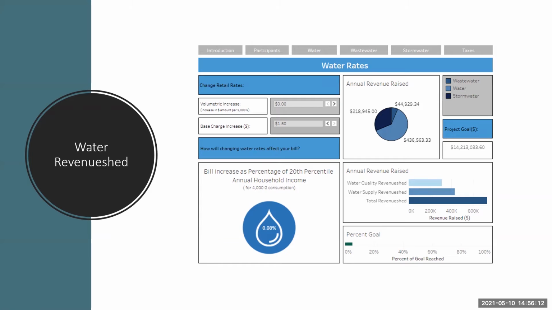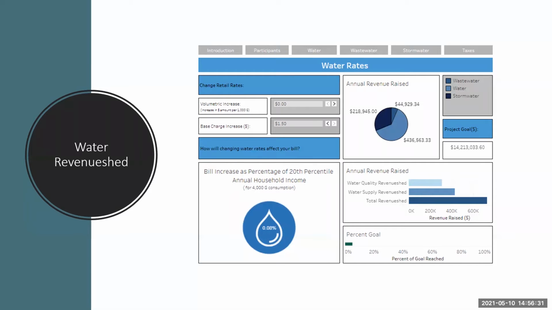So here's a little bit of a look at what the water revenue shed tool looks like. We'll be able to increase the volumetric cost per 1,000 gallons of all the water customers who get their water from Falls Lake. And then we could also increase a monthly base charge per water account. And then we're also going to analyze what the effect is on the ratepayer.